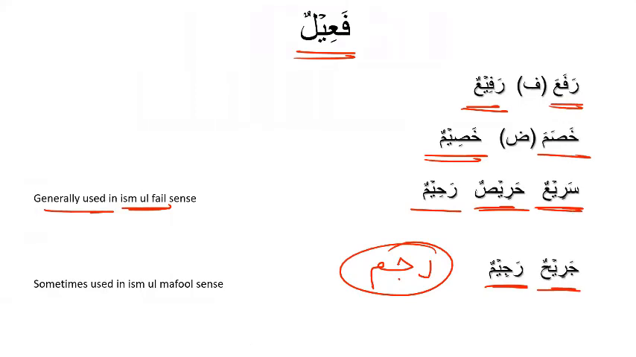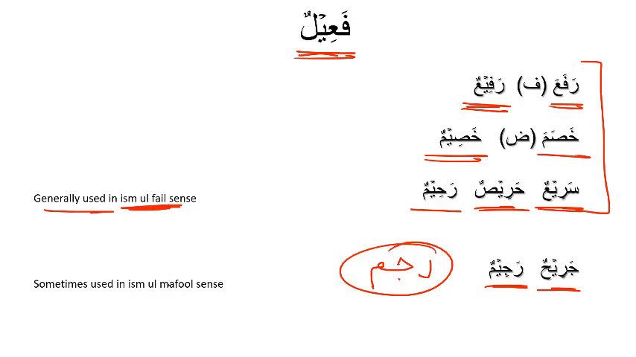Yeah. So the point I was making here is that ismul siffah mostly take on this fa'ilun form, and this is used in the ismul fa'il sense. If you see rafiun, someone who raises; khasimun, someone who argues; sariun, someone who is fast; harisun, someone who is envious; rahimun, someone who does raham. So all these are ismul fa'il, the doer of that action.